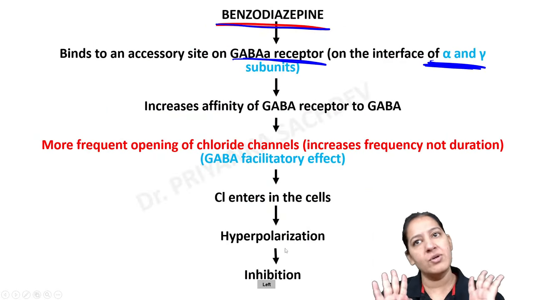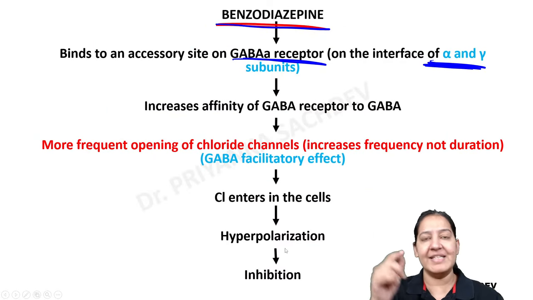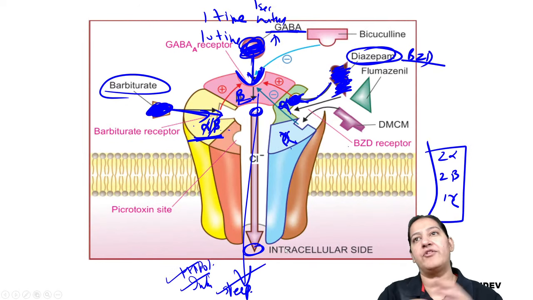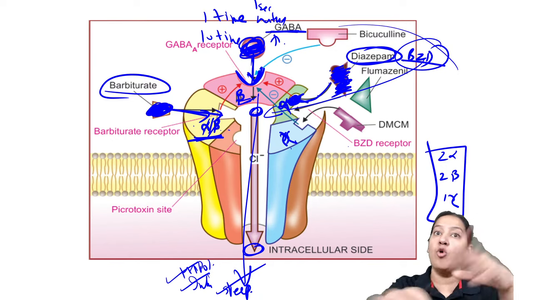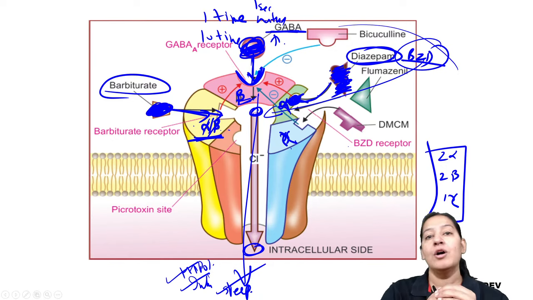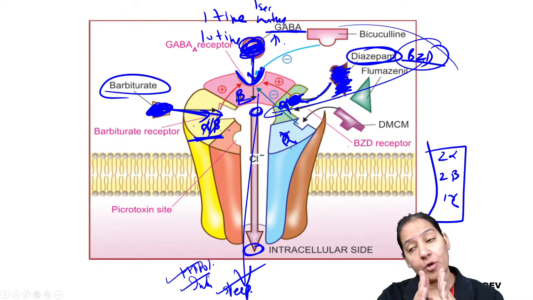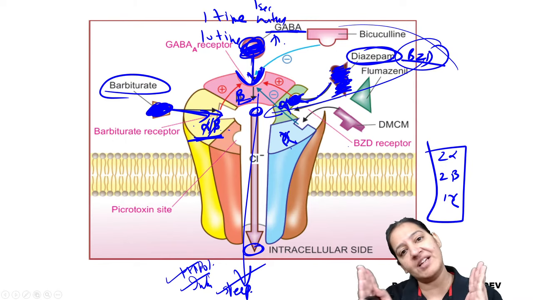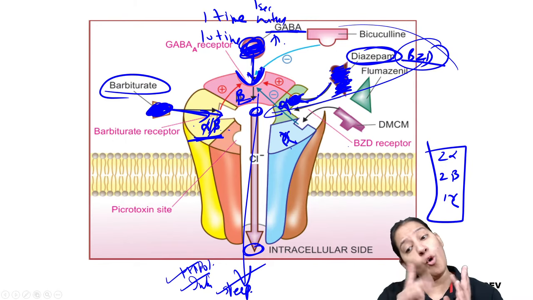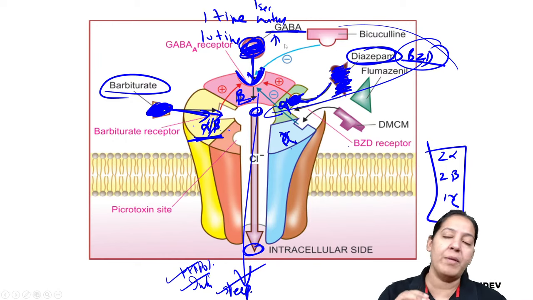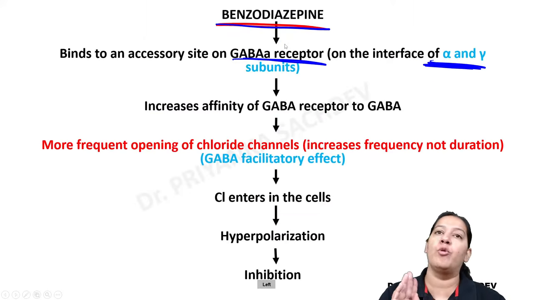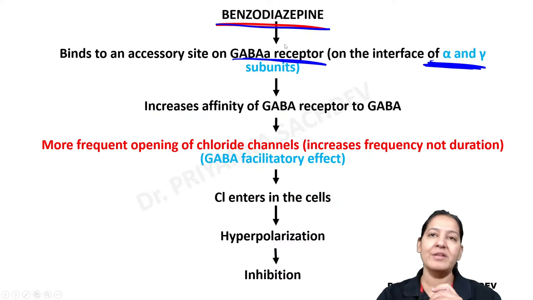Give me a thumbs up. Have you got it? So it is a GABA facilitatory action. What do you mean by GABA facilitatory? Benzodiazepine itself is not opening the chloride channel. It is asking GABA to open more. It is telling GABA that you normally open the chloride channel only 1 time in 1 second; now in my presence, you open the same chloride channel 10 times in the same 1 second. So basically it is increasing the frequency of chloride channel opening, not the duration. Have you got it?